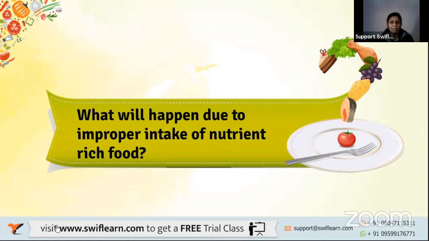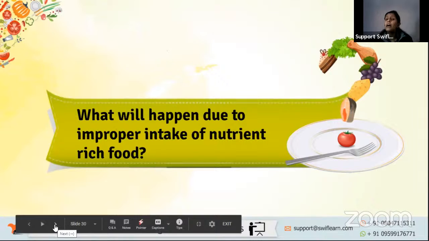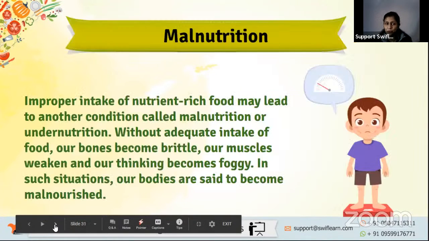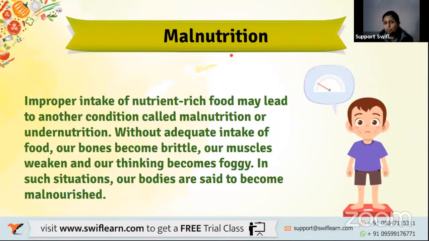अगर हमने properly, हमारे पास there is nutrient-rich food, but we are not taking it properly. We are not consuming nutrient-rich food. अगर हम नहीं लेते, तो what will happen to it? Malnutrition. The most common problem faced with the children nowadays is malnutrition. What happens in malnutrition? Improper intake of nutrient-rich food may lead to another condition, which is malnutrition or undernutrition. That means either they are getting less nutrition or they are not getting any nutrition.